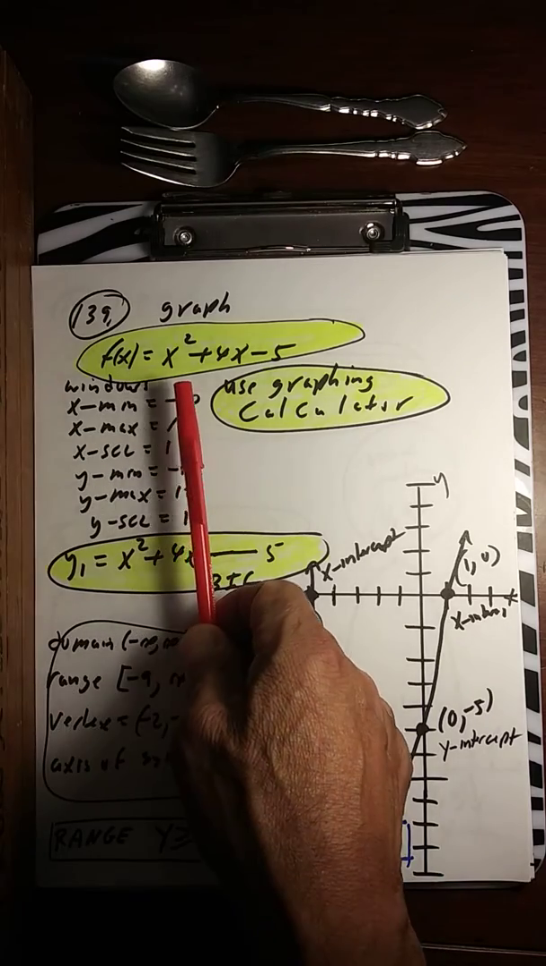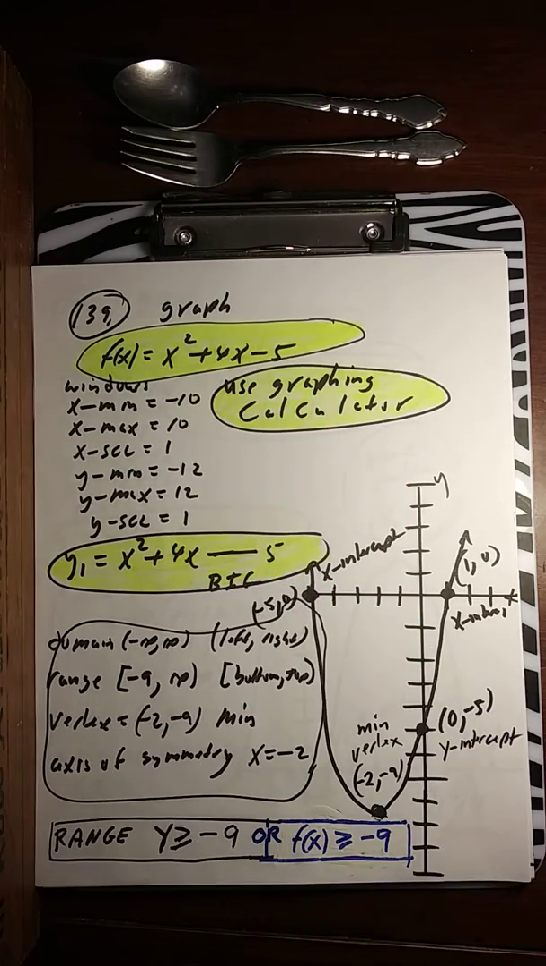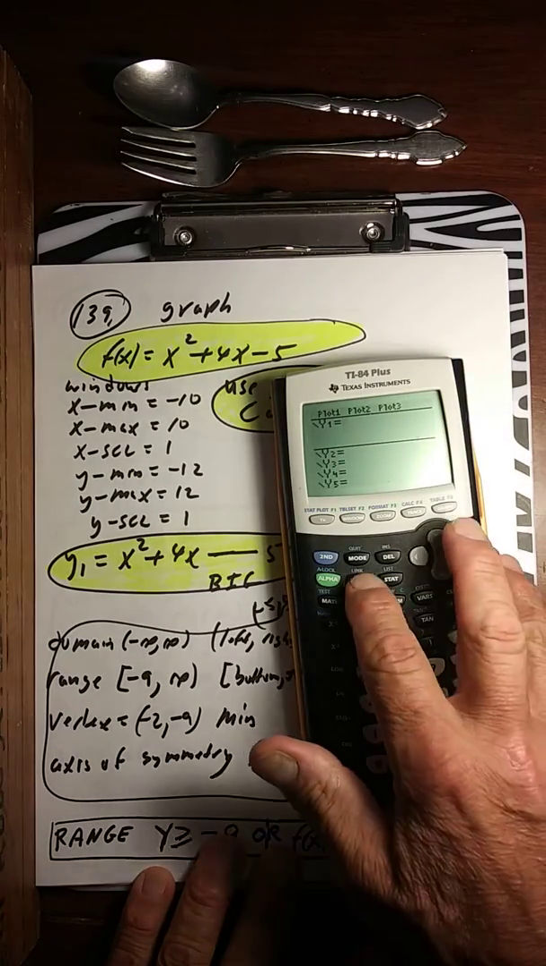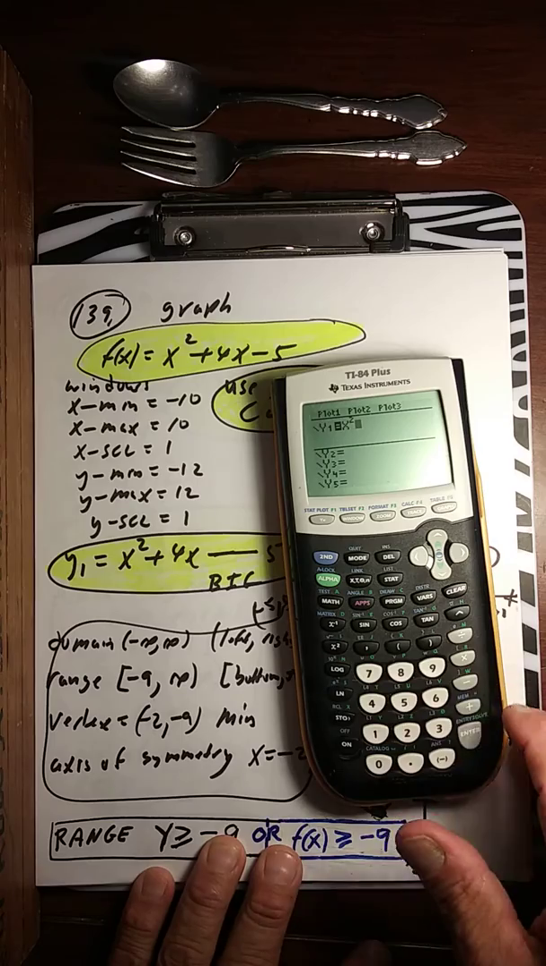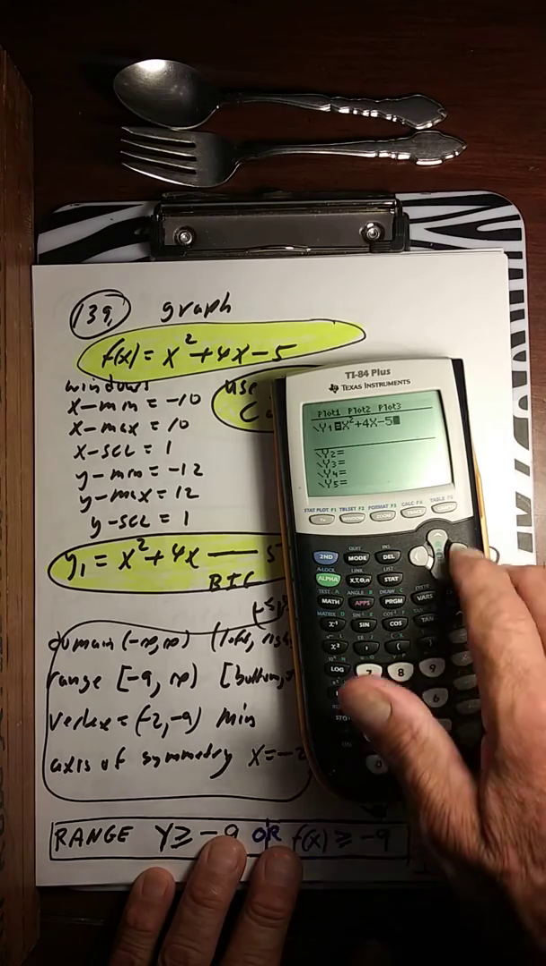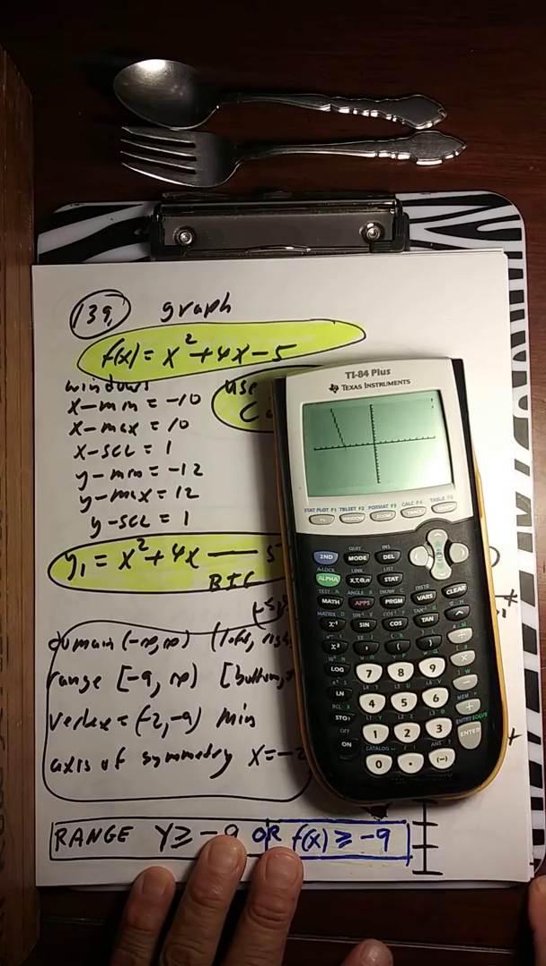F of x equals x squared plus 4x minus 5. Let's use the graphing calculator, of course. Let's put it in there. So it's going to be x squared plus 4x minus 5. Hit graph.